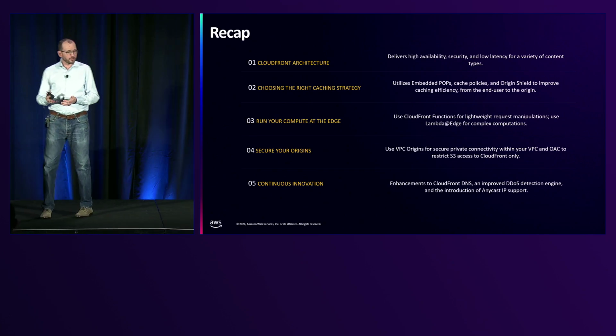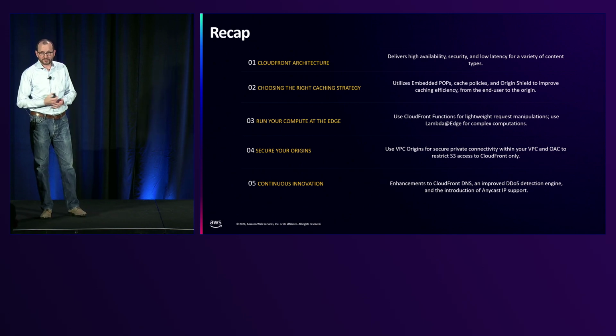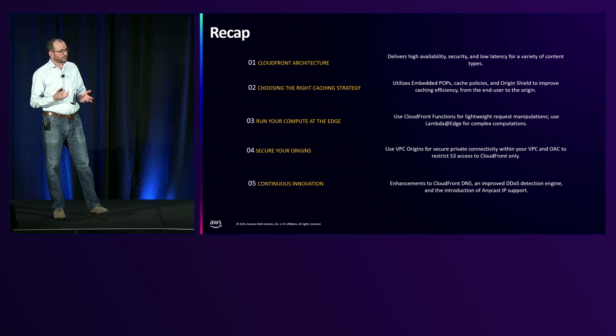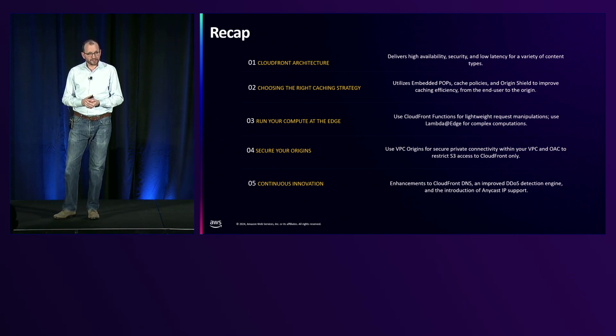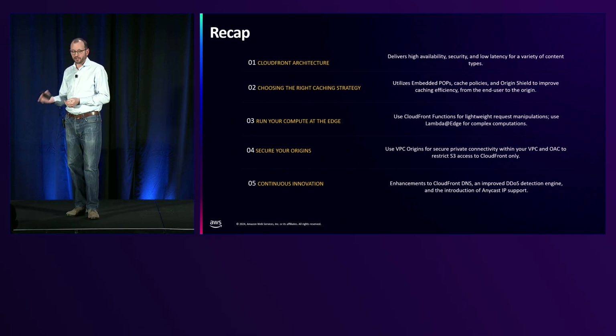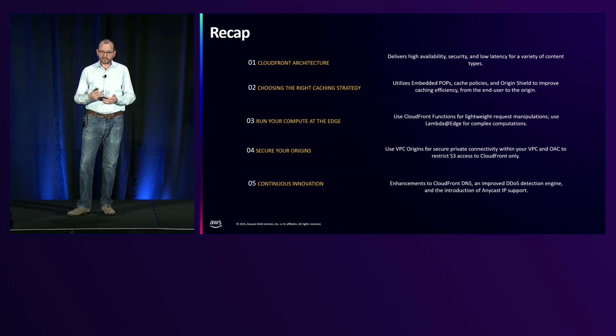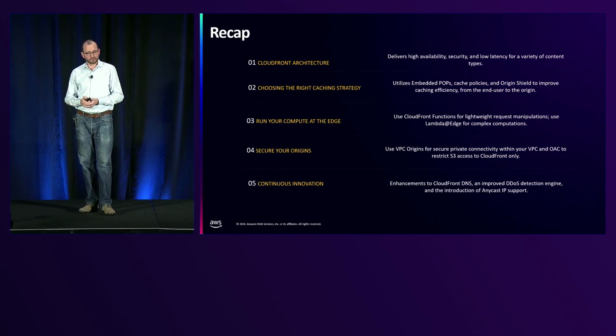Then for securing your origins, VPC Origins locks down connectivity to your VPC to just your CloudFront distribution, while Origin Access Control secures your S3 origins. Lastly, we talked about continuous innovation, so things like DNS latency reduction and availability enhancements. The new DDoS detection engine built right into the CloudFront Edge servers. And lastly, Anycast IP support for use cases that need fixed IP addresses.